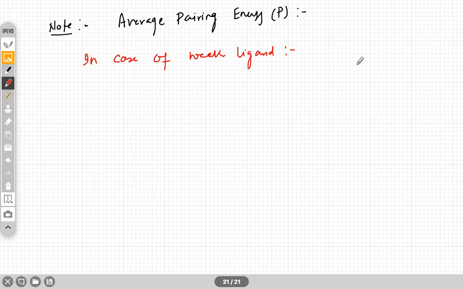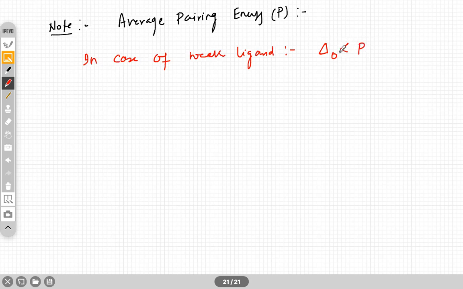It is the energy required for the pairing of electrons in the same orbital. Okay. So in case of weak ligand, what happens? The delta O, the energy gap that you have between the T2g and Eg orbital, is lesser than the pairing energy. And that's why pairing takes place over there, right?